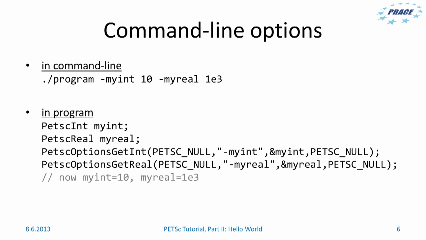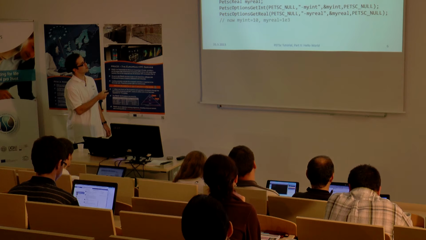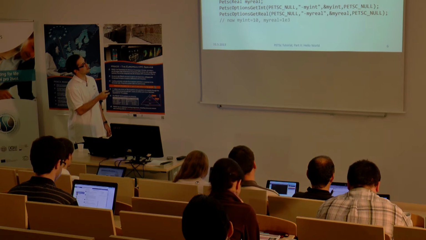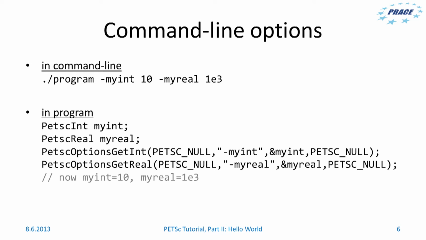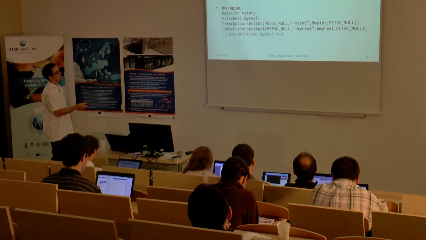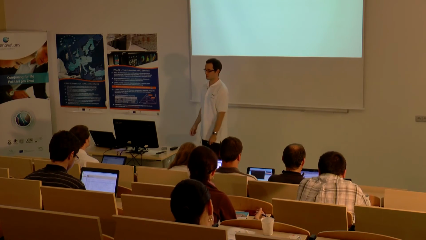PETSc has quite good possibilities to be controlled by command line. Here we have an example. When you run this program with the name program, with these parameters, myInt and myReal, inside of the program you call PetscOptionsGetInt or PetscOptionsGetReal. You get exactly these values. Okay, so we can now proceed to the first example.